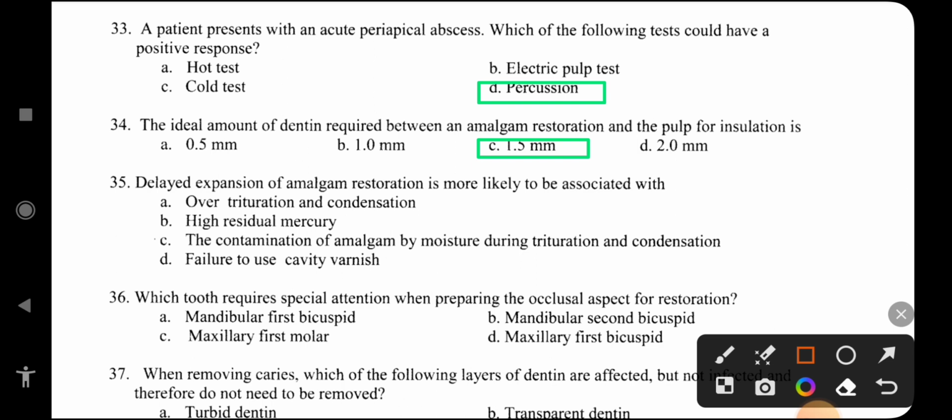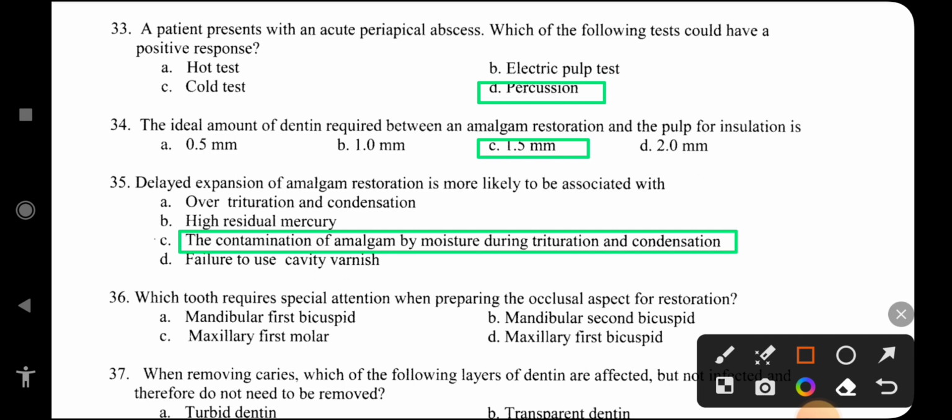Delayed expansion of amalgam restoration is most likely to be associated with, options are over trituration and condensation, high residual mercury, the contamination of amalgam by moisture during trituration and condensation, or failure to use cavity varnish. And the correct answer is the contamination of amalgam by moisture during trituration and condensation. It causes delayed expansion of amalgam restoration.